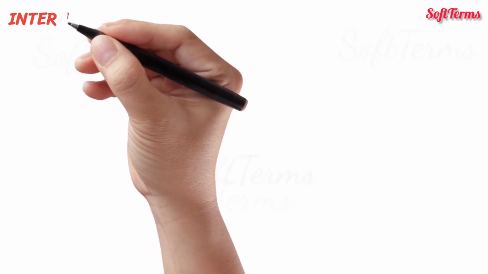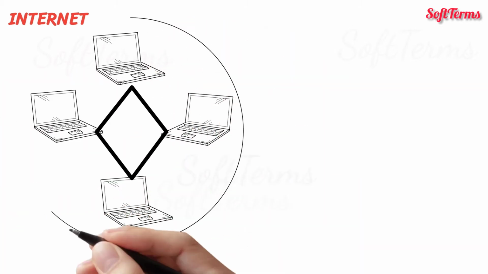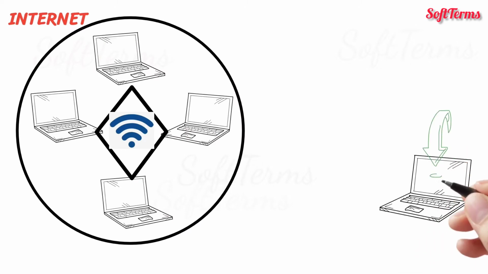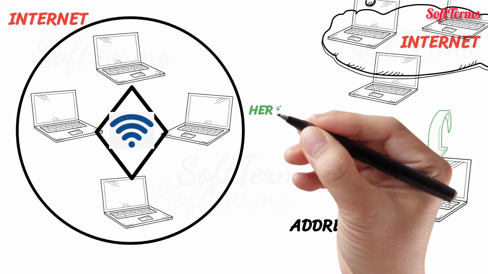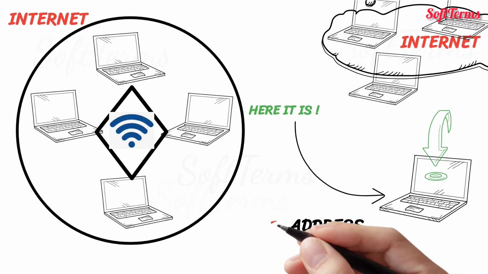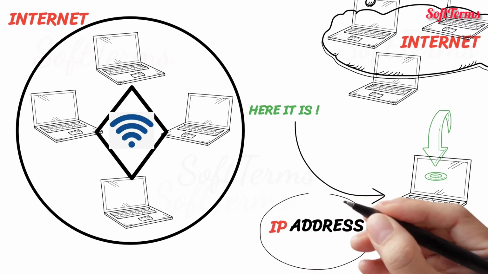So let's start. Computers and the internet communicate with each other with underground or underwater cables or wirelessly. If I want to download a file from the internet, then my computer should have an address so that other computers in the internet can find and locate my computer. In internet terms, that address of a computer is called an IP address.